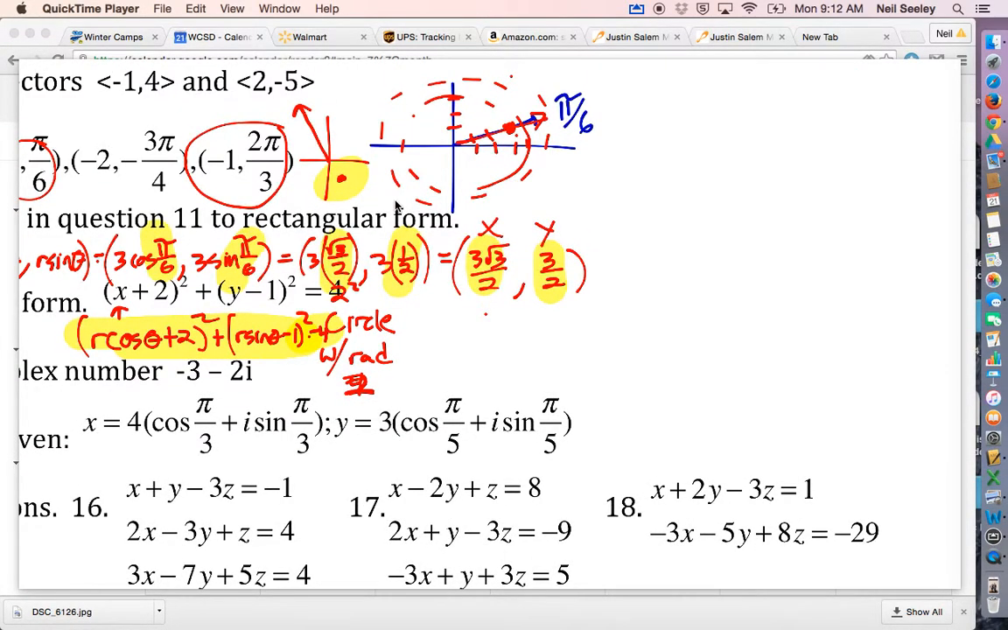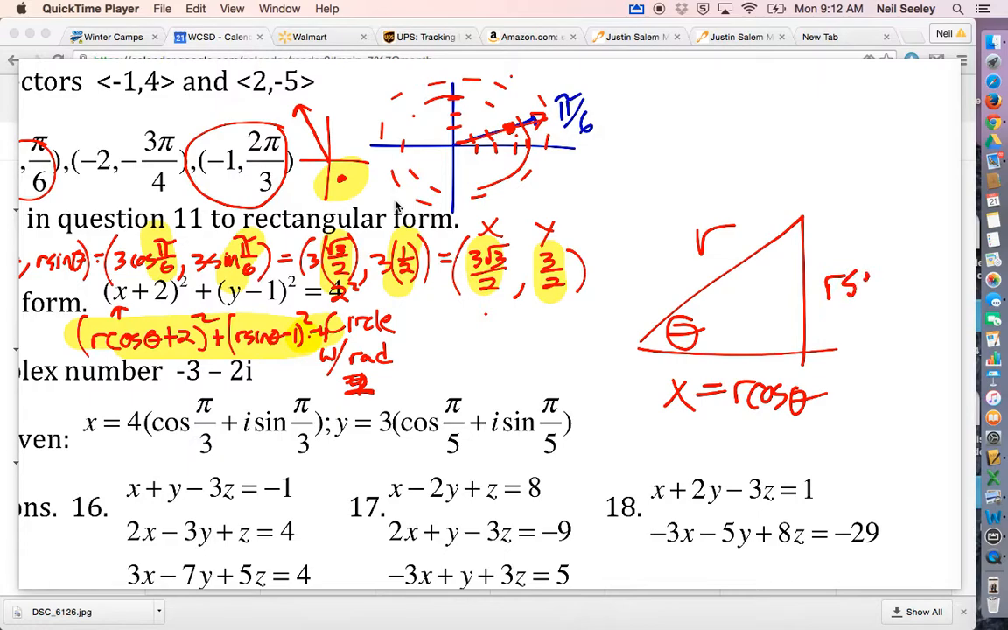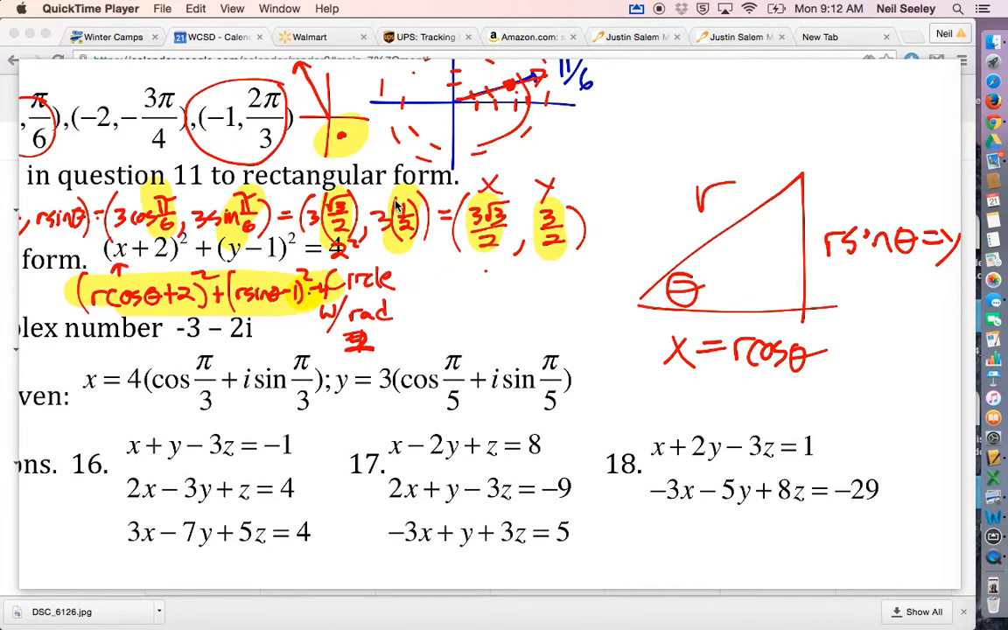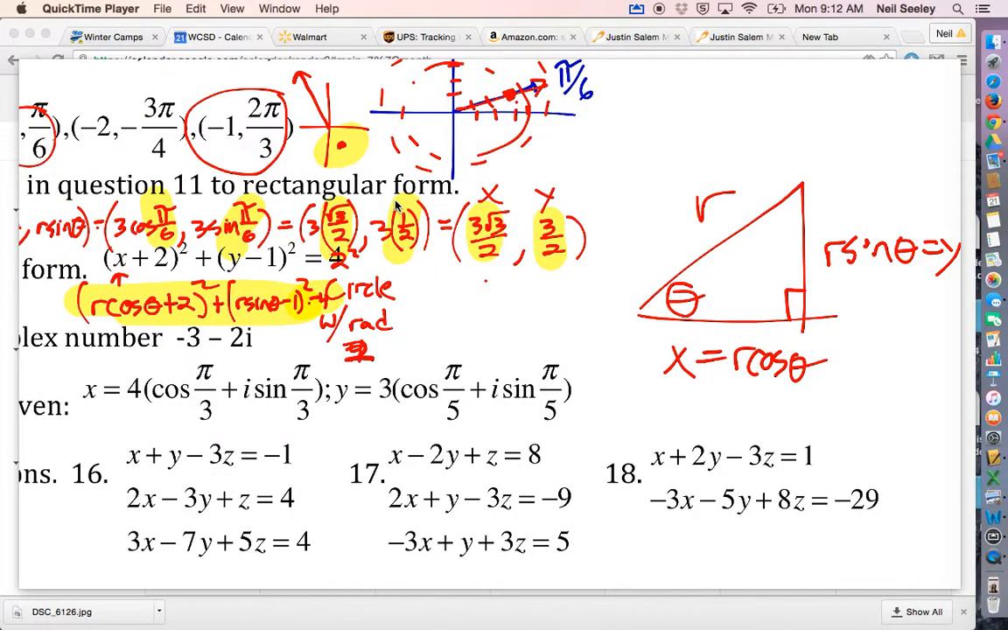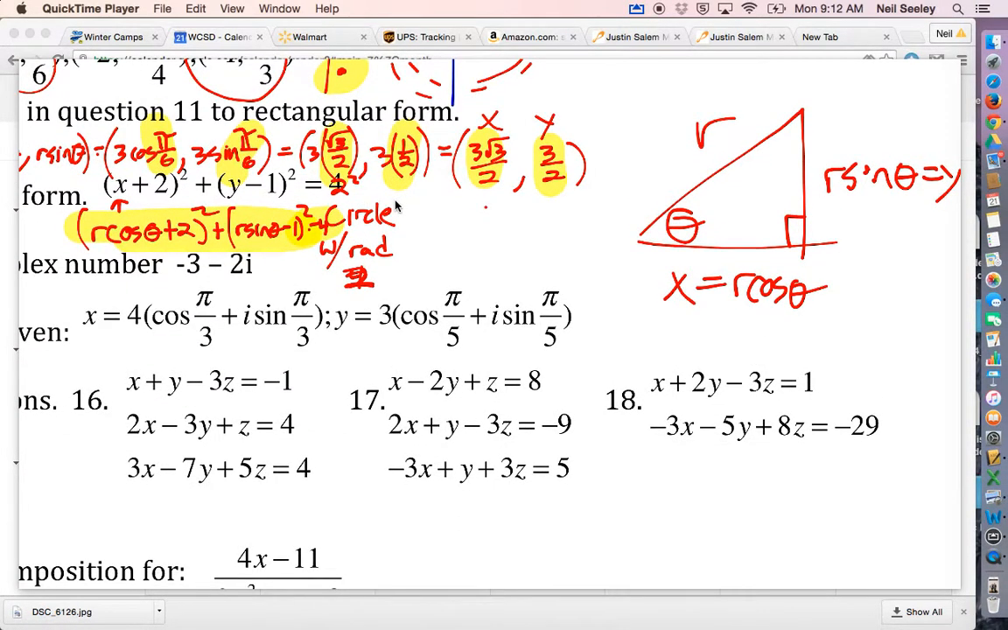These are in polar. You need to know this picture and know it really well. You need to know x is r cosine of theta, and y is r sine of theta. That's the part that we've been working on here. Theta is the corner, and then r is that hypotenuse. This is a right triangle that describes everything you want to know about a polar equation versus a rectangular equation.